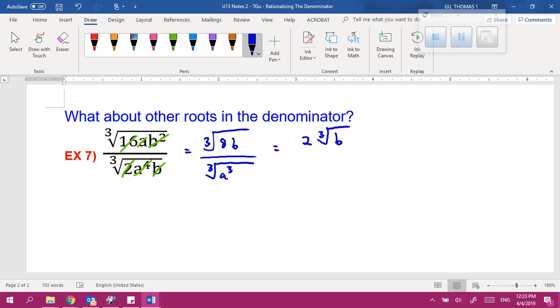The b can't leave, right? Over a, that's right, because the cube root of a cubed is just a. So notice, because we simplified, we got our answer immediately.